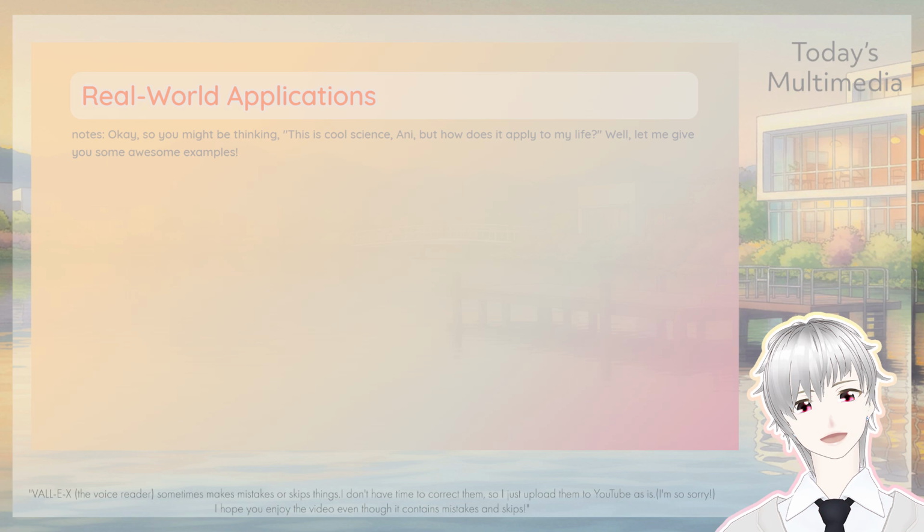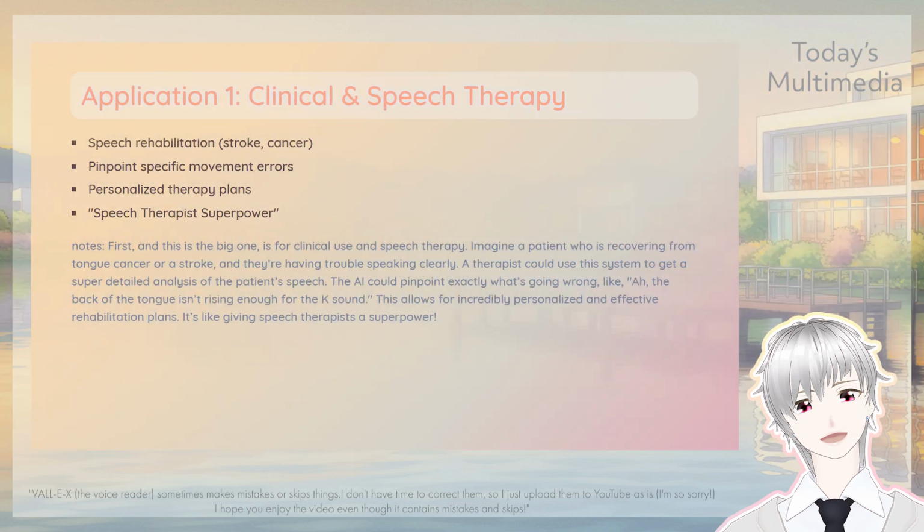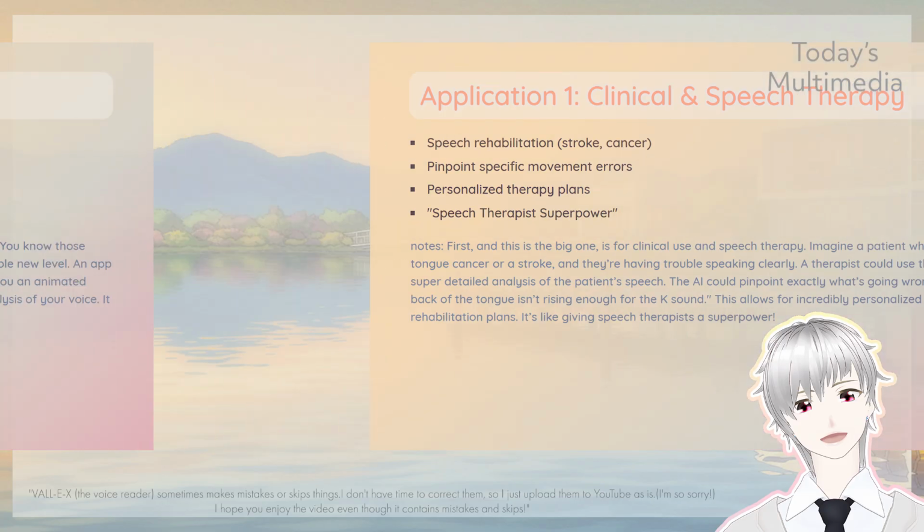Okay, so you might be thinking, this is cool science, but how does it apply to my life? Well, let me give you some awesome examples. First, and this is the big one, is for clinical use in speech therapy. Imagine a patient who is recovering from tongue cancer or a stroke. They're having trouble speaking clearly. A therapist could use the system to get a super detailed analysis of the patient's speech. The AI could pinpoint exactly what's going wrong: the back of the tongue isn't rising enough for the K sound. This allows for incredibly personalized and effective rehabilitation plans. It's like giving speech therapists a superpower.